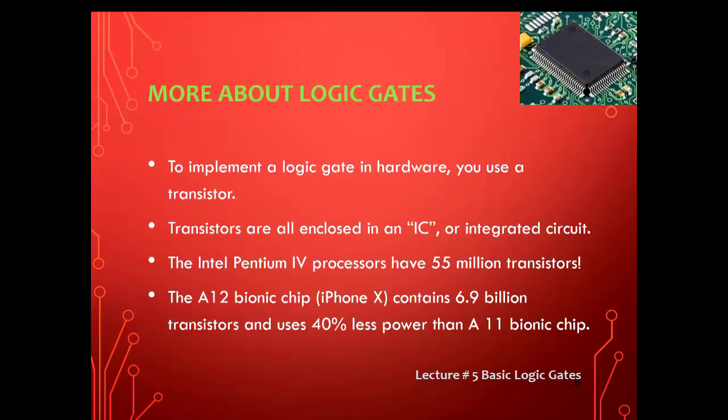The Intel Pentium 4 processor has 55 million transistors inside. The A12 Bionic chip in iPhone X contains 6.9 billion transistors. We have come down to a level of nanometers. The smallest size transistor available is 5 nanometers, and Intel is trying to cut it down to maybe a couple of nanometers now, which is the biggest challenge.